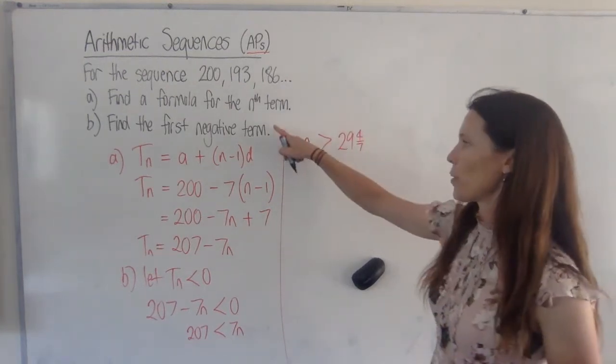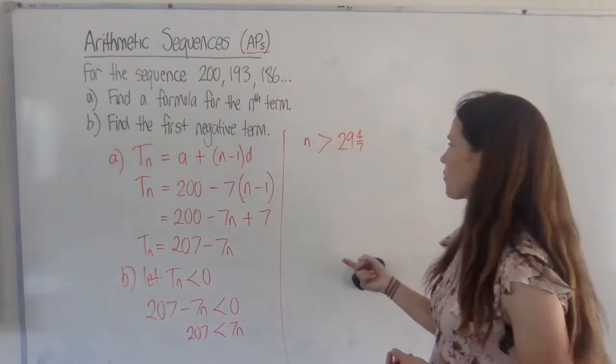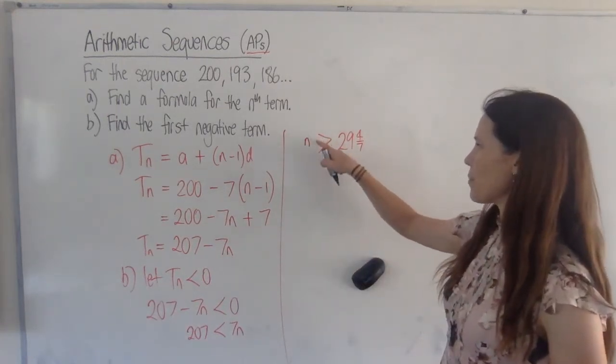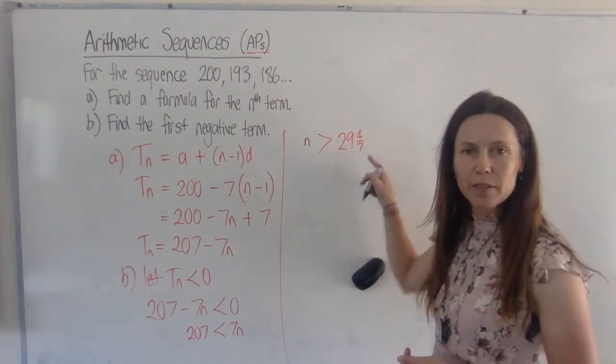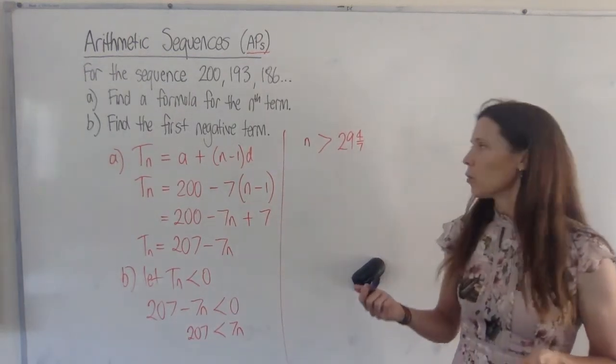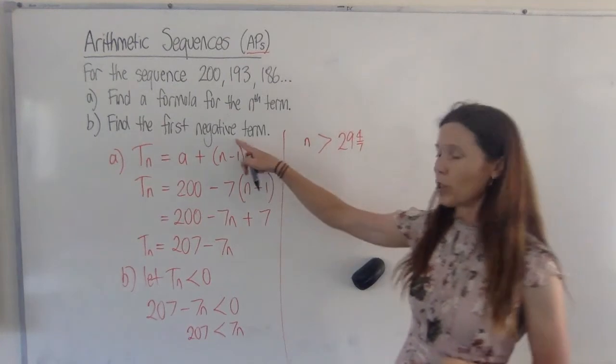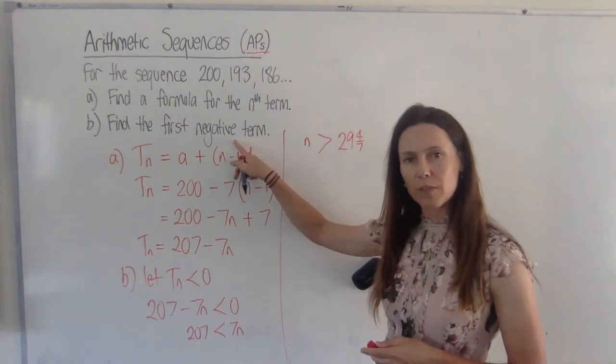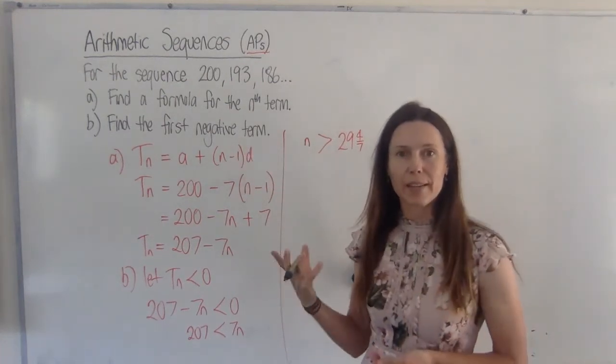Now, don't stop here. You need to make sure you answer the question. We've just found that when n is any bigger than 29 and 4/7, the term is going to be negative. We haven't been asked which term is the first negative term. We need to actually find that term.